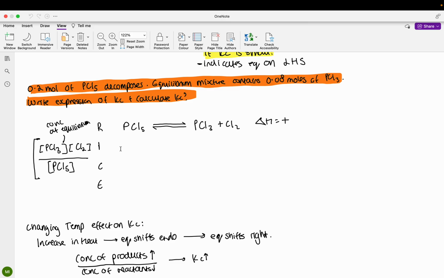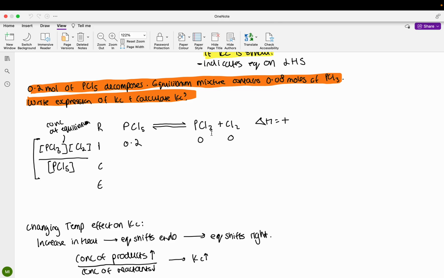So under I, we would write 0.2 for PCl5. For PCl3 and for Cl2, both of them, because they are products, initially we would always have 0 for our products because the reaction has not yet started. So it wouldn't make any sense that we have any products, because if the reaction hasn't started, then we haven't produced any products. So that's why our initial for our products is always 0.